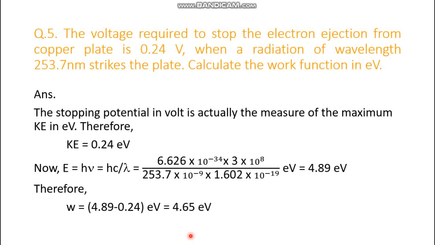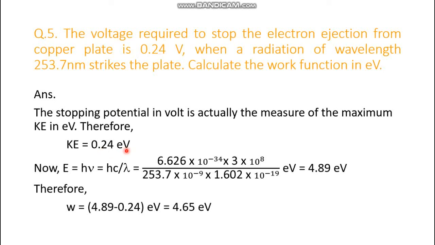And last and final question of this lecture 1, the voltage required to stop the electron ejection from copper plate is 0.24 volt. When a radiation of wavelength 253.7 nanometers strikes the plate, calculate the work function in electron volt. So the stopping potential in volt is actually the measure of the maximum kinetic energy in electron volt. Therefore the kinetic energy should be 0.24 electron volt.